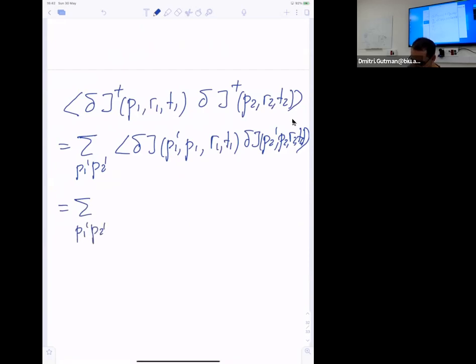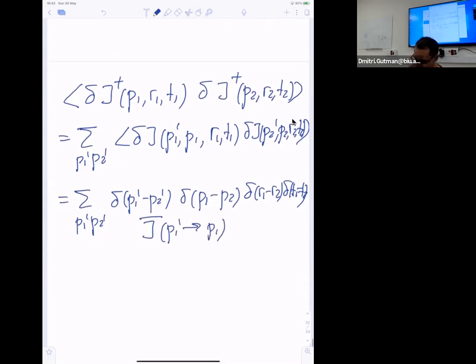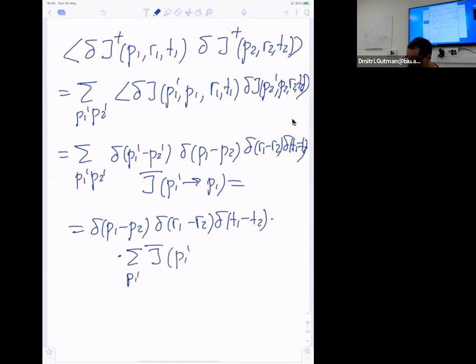We know that this is delta of P1 prime minus P2 prime, delta of P1 minus P2, delta of R1 minus R2, delta of T1 minus T2, and the mean value of J between state P1 prime and state P1. So we get delta of P1 minus P2, delta of R1 minus R2, delta of T1 minus T2, times the sum over P1 prime of J from P1 prime to P1.